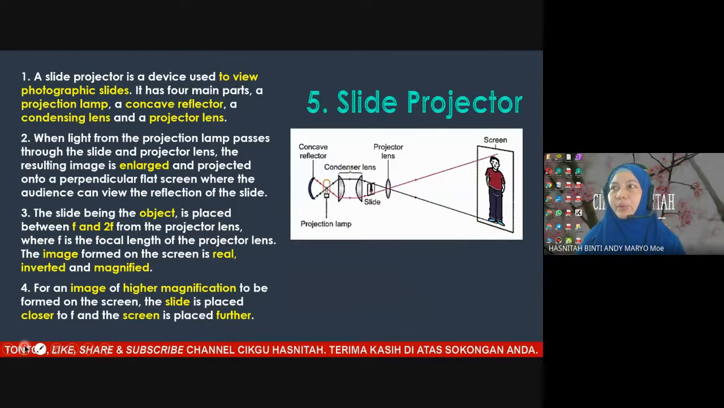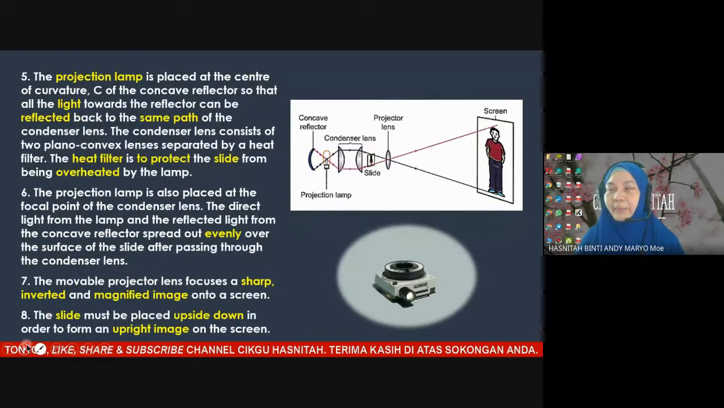Okay, next we have a slide projector. This is the 5th optical instrument. Slide projector, you can see them in the school laboratory. This one is also old school. Nowadays we are using LCD projectors. We no longer have slide projectors in schools, but in some offices, in some schools, they are still using this slide projector. Okay, so this is the structure of the slide projector.